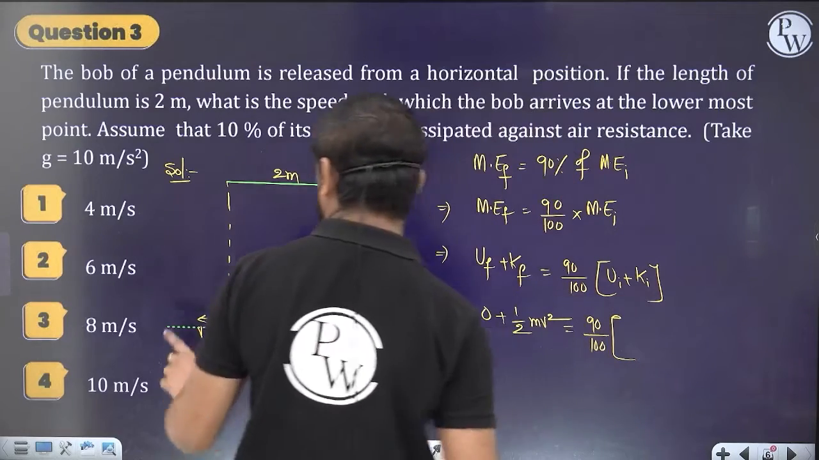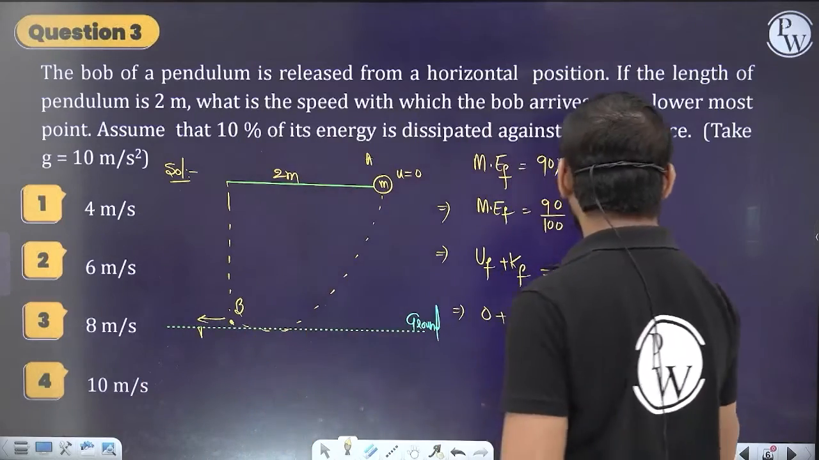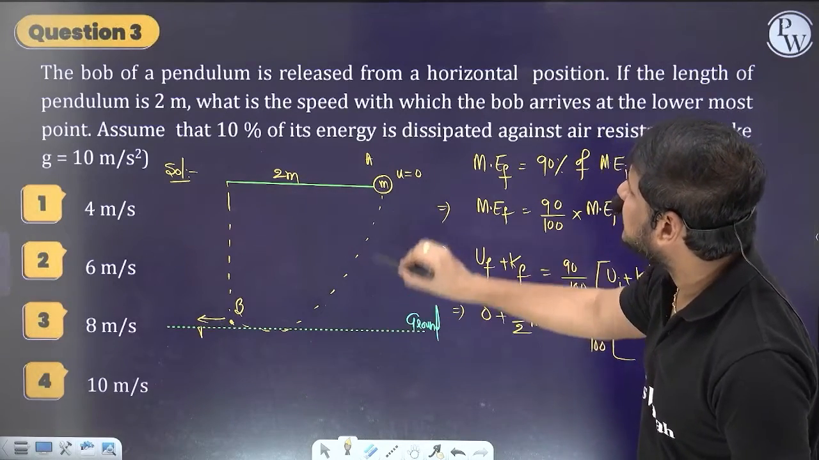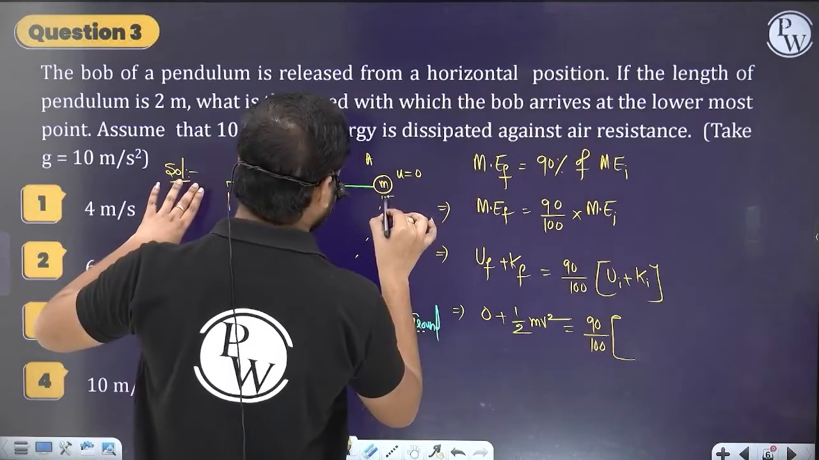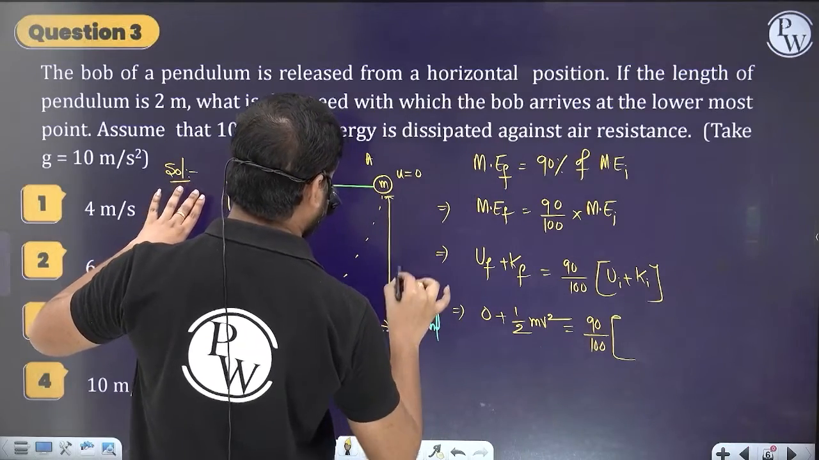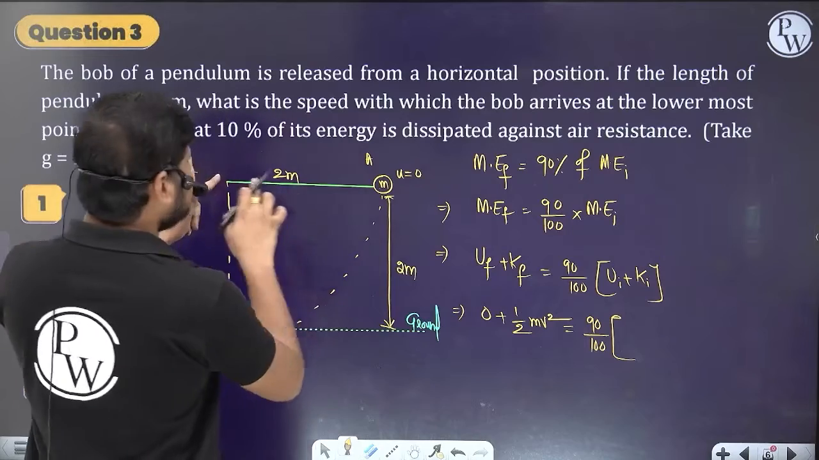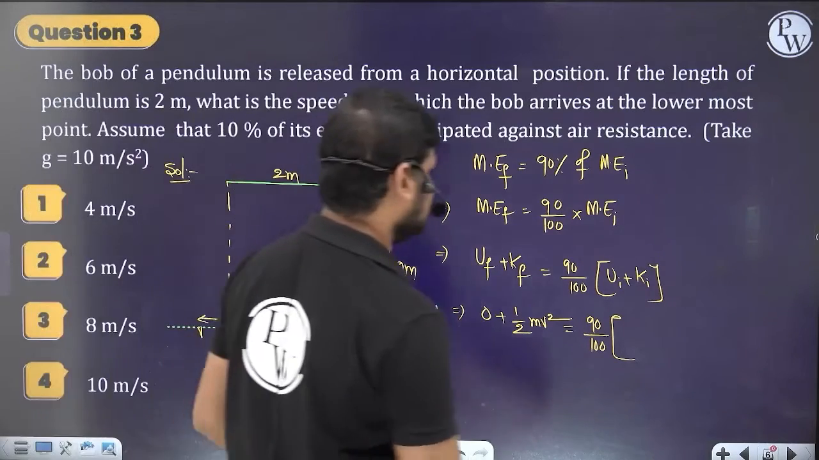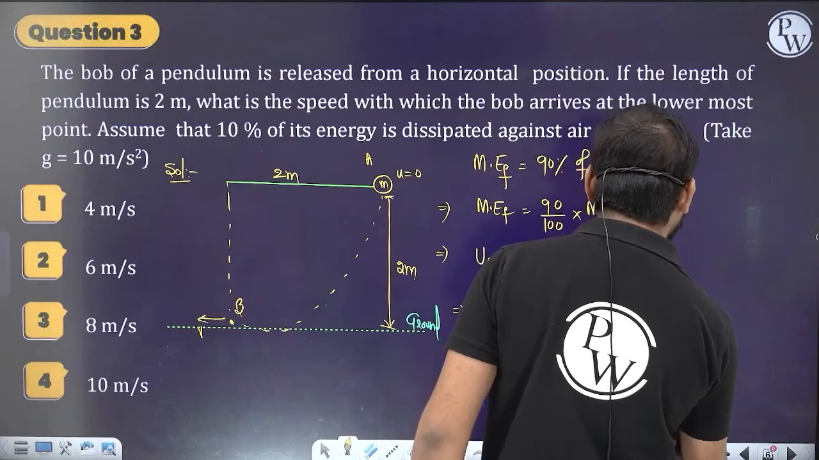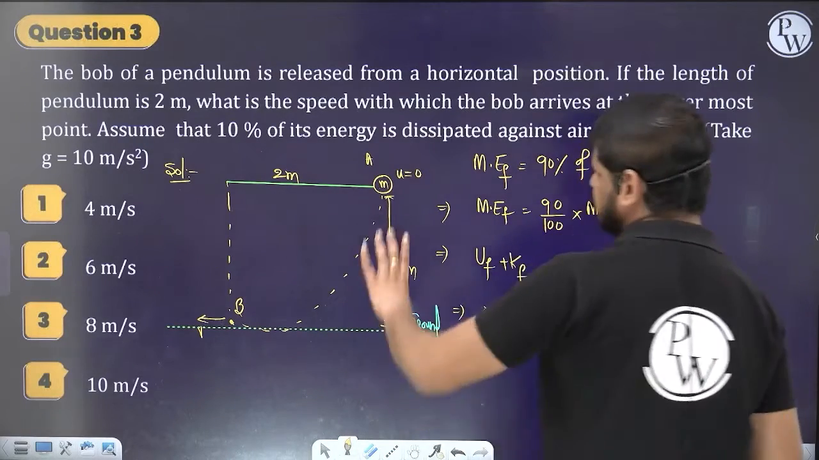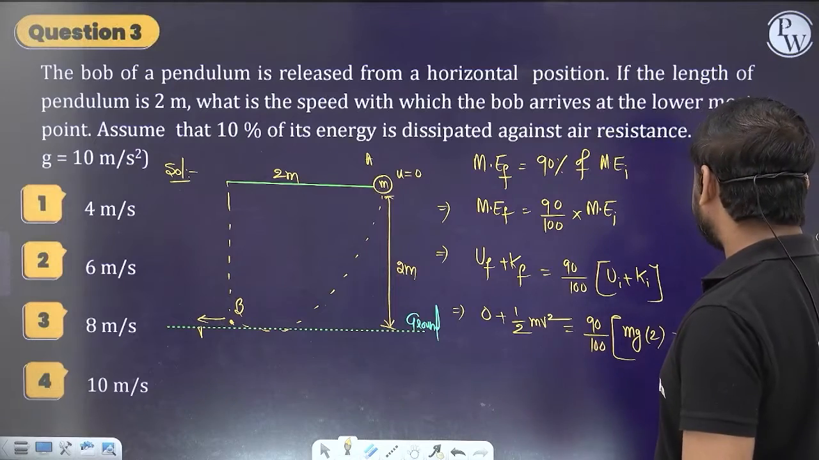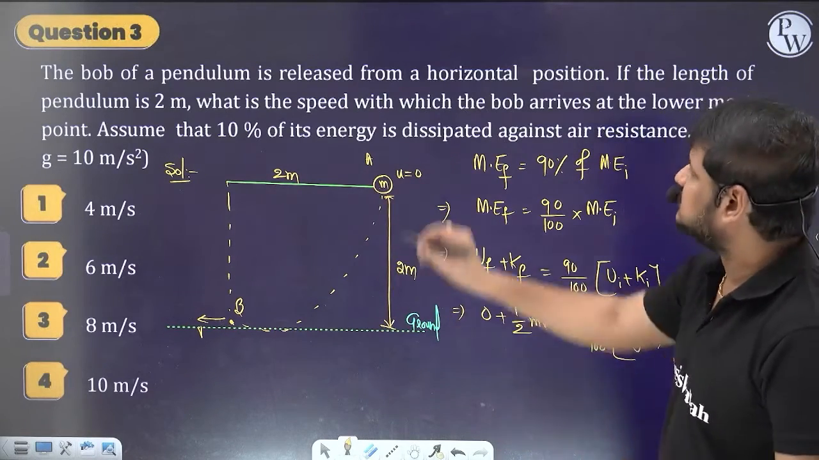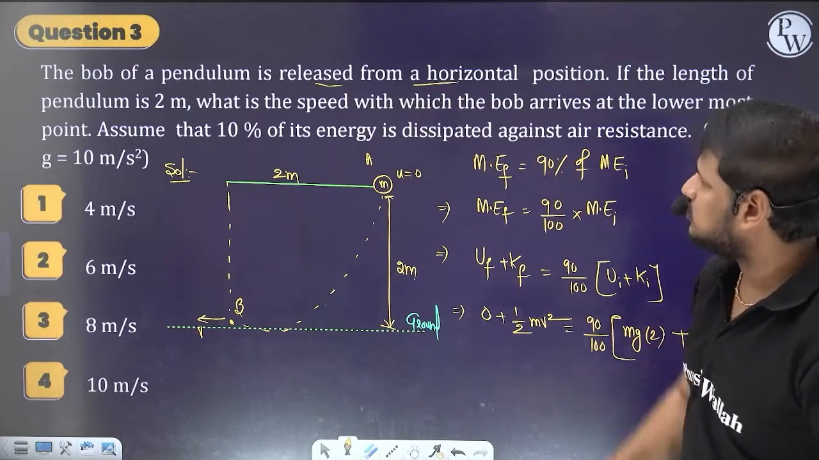U initial. What is the U initial? UI means the initial potential energy. It is at a height of 2 meters, because its length is 2 meters. When it comes to this position, its total height will be 2 meters, right? Therefore mg into 2 is the initial potential energy. And its initial kinetic energy is 0, because it is released from rest, from a horizontal position, right?